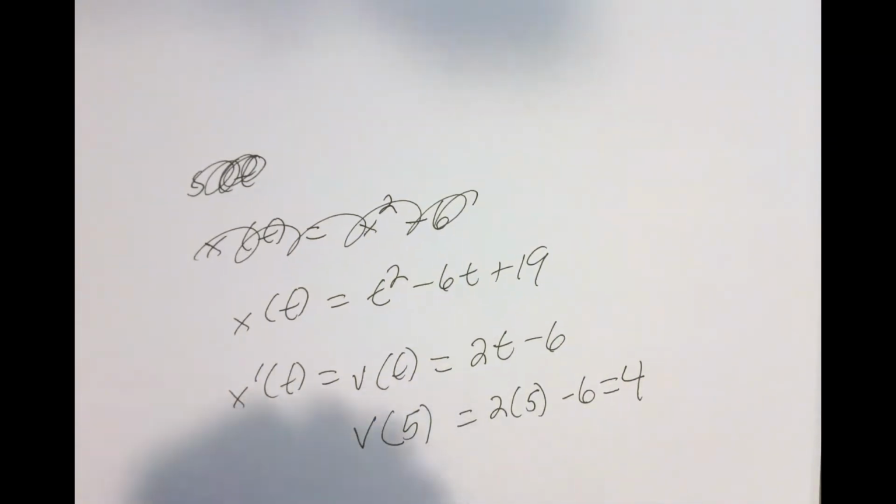And the conclusion would be, since the velocity is positive at that point. Now, I'm not saying positive over some interval. Since the velocity is positive at that point, the conclusion would be that the particle is moving to the right at the time that t equals 5. That would be the conclusion.